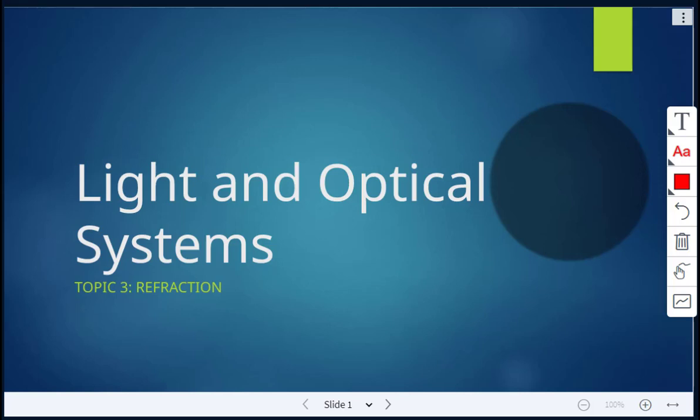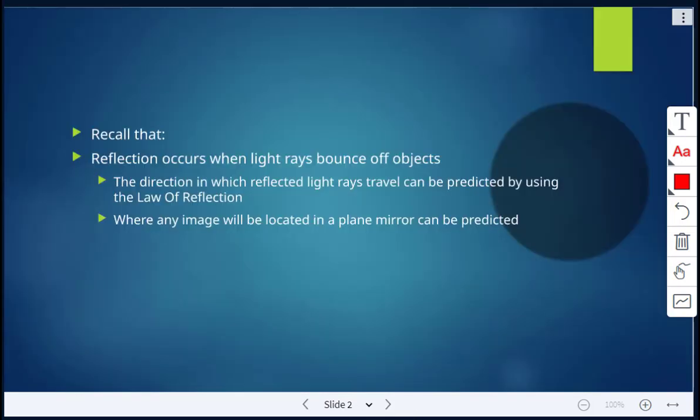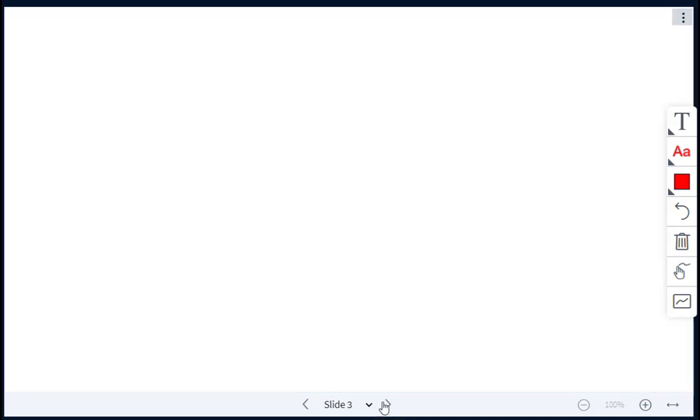Okay, so today's lesson in our unit Light and Optical Systems is topic 3, which is on refraction. Just a quick recall from last week when we were looking at reflection. Reflection occurs when light rays bounce off of objects, and the direction in which reflected light rays travel can be predicted by using the law of reflection. Where any image will be located in a plane mirror can be predicted using that law of reflection and those ray diagrams we were looking at.